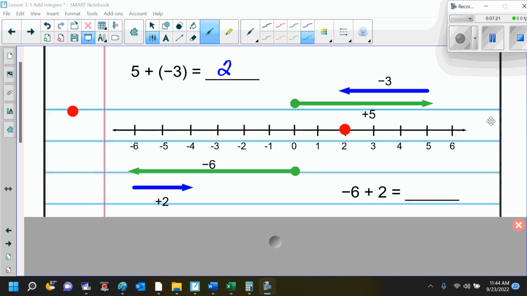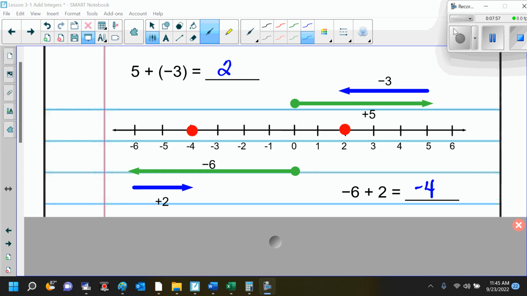So this next one here, we've got negative 6 plus 2. Negative 6 plus a positive 2. So we're going to put that negative 6 on there. We start at the origin, go to the left 6, and then we're going to add 2, so we go to the right 2. And where do we end up? We end up at negative 4. Okay? So here my answer is negative 4.